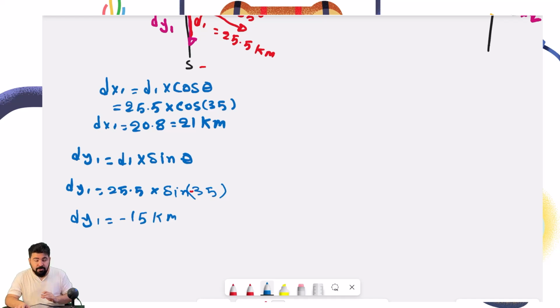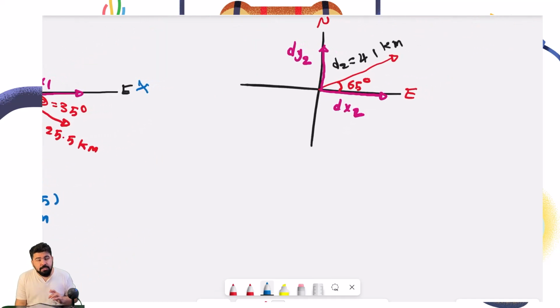Okay, pay attention to the direction, as of course it's going to change the result, because we are adding the vectors. So you have to be careful with the direction. This one is going up, so it's going to be positive. It's going to the right, so it's going to be positive. So no need to worry.